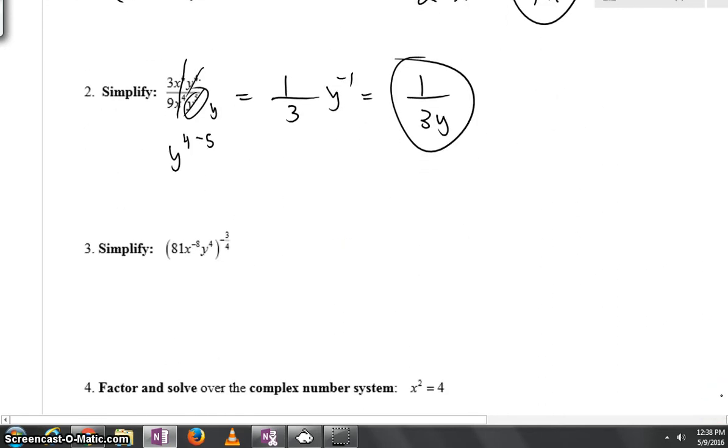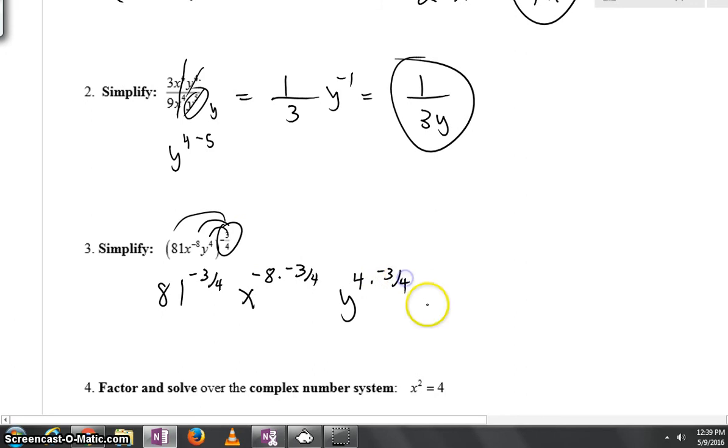As you look at number 3, you're going to apply powers to powers. You'll have 81 to the negative 3/4 power. Here we have to multiply negative 8 times negative 3/4. We're taking that negative 3/4, we're multiplying it everywhere.